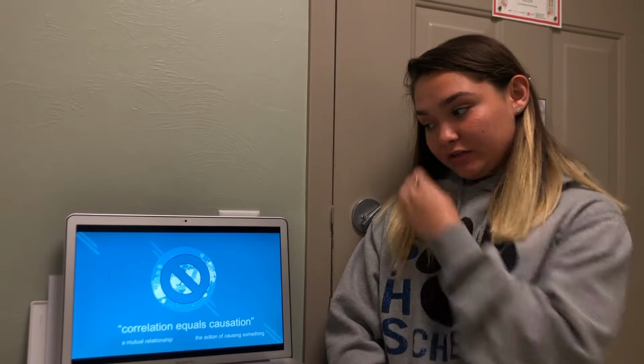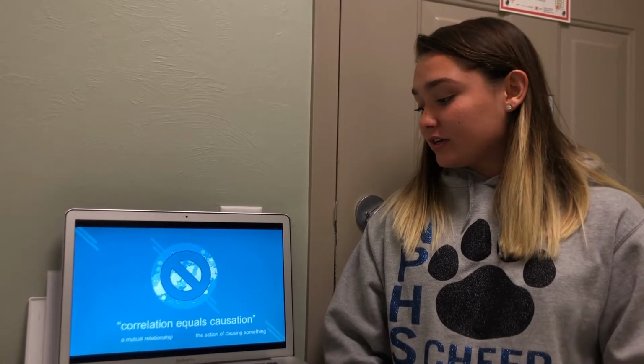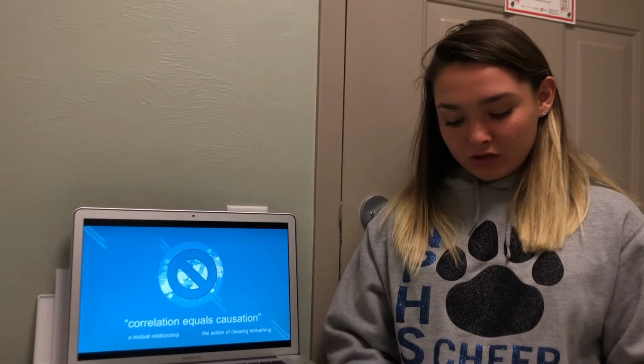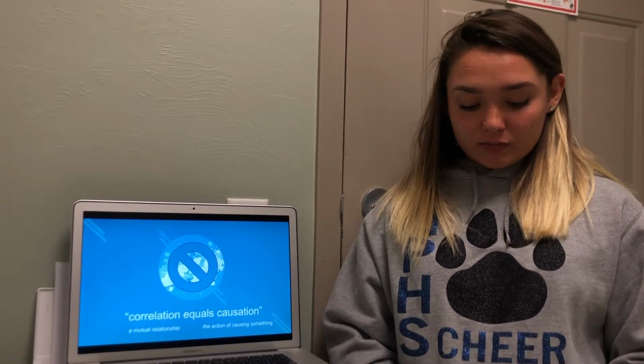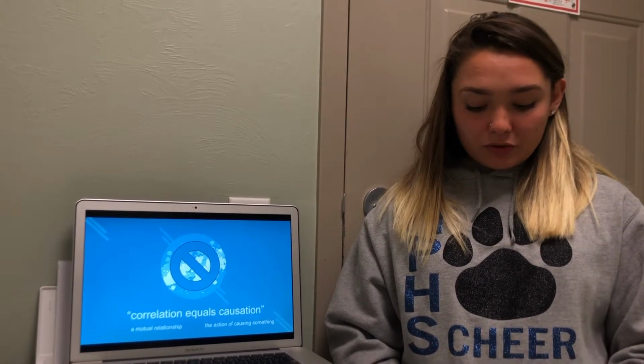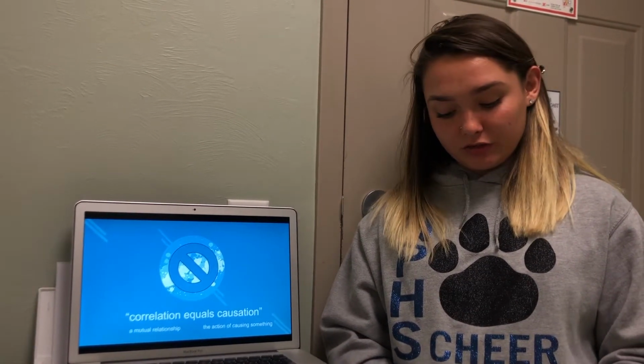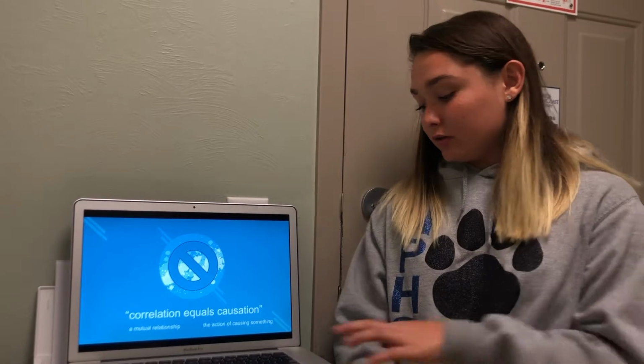Correlation equals causation. Correlation is a mutual relationship, and causation is the action of causing something. This is an incorrect claim that explains post hoc fallacy. Correlation equals causation means two events correlate to each other, and one event caused the other.